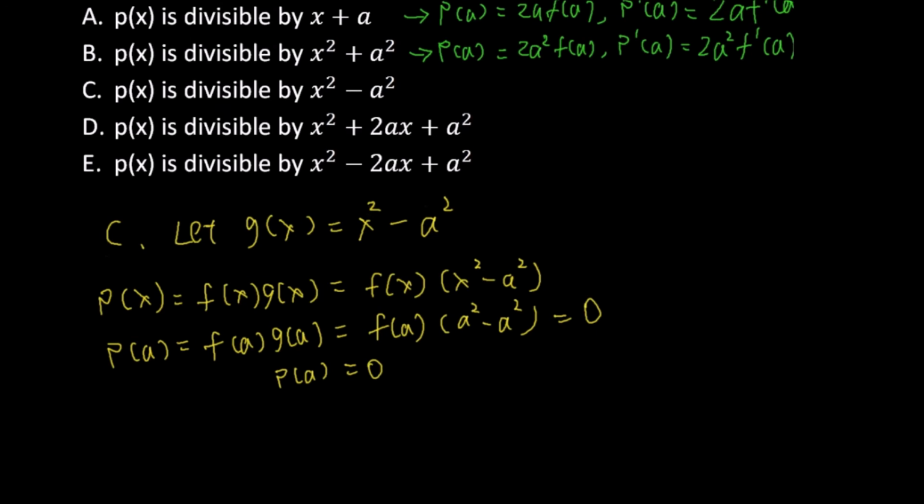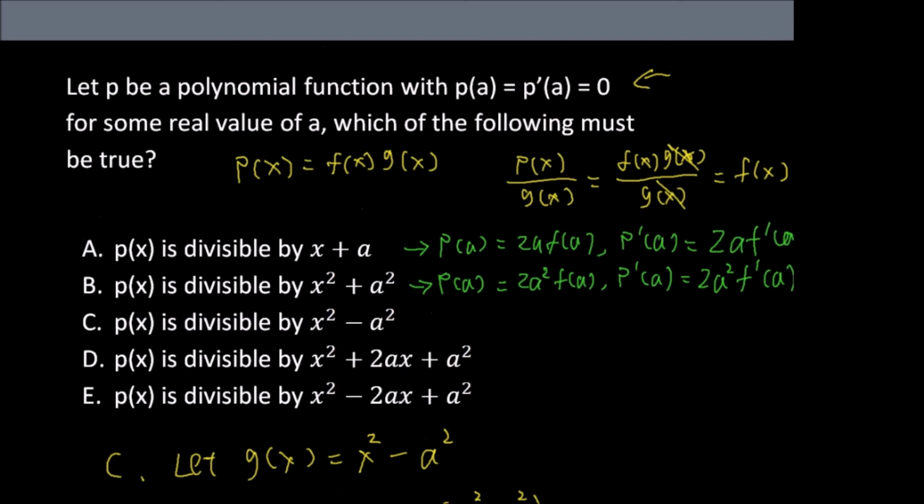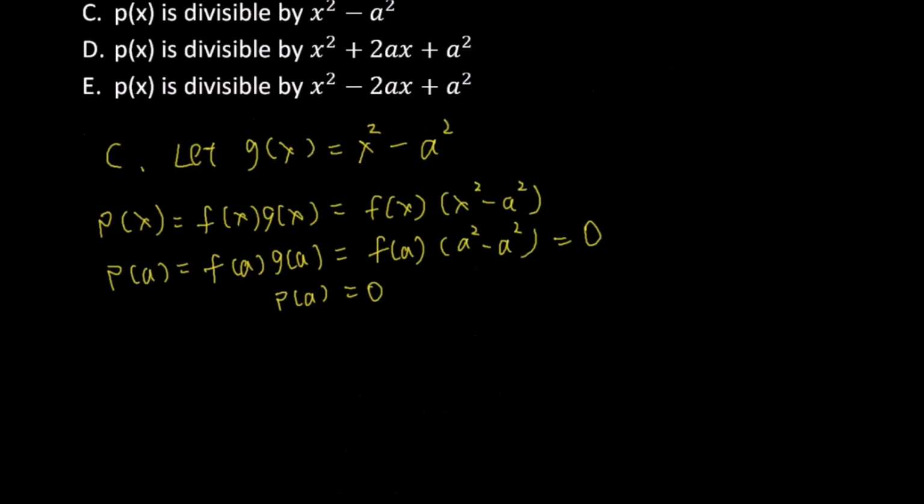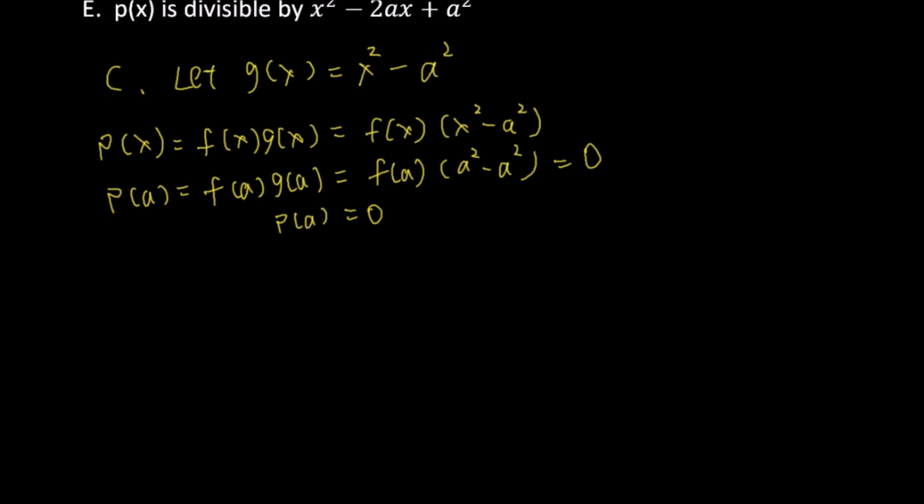But don't forget, we have to meet both conditions. p prime of a has also to be equal to 0. So let's check p prime of a. We start with p prime of x. Take the derivative of p(x). So we have f prime(x) times g(x) plus f(x) times g prime(x).